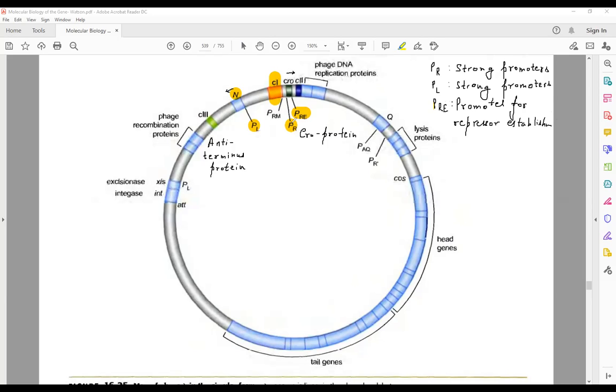Now see, which are the proteins that are going to be produced? Firstly, Cro protein will be produced. Here, anti-terminus protein has been produced. After the Cro protein, the second protein that would be produced is referred to as CII transcription activator.